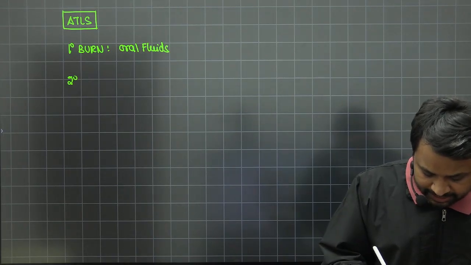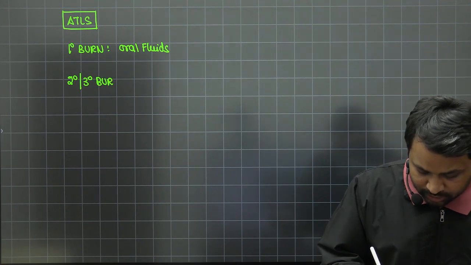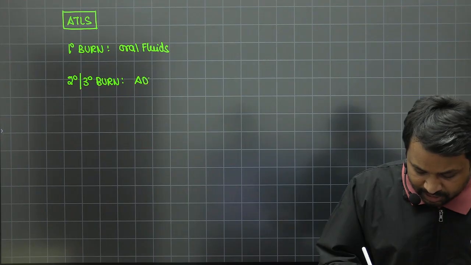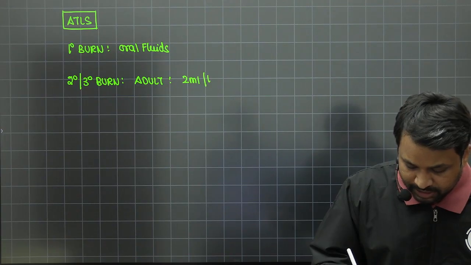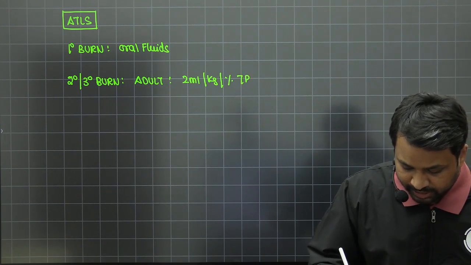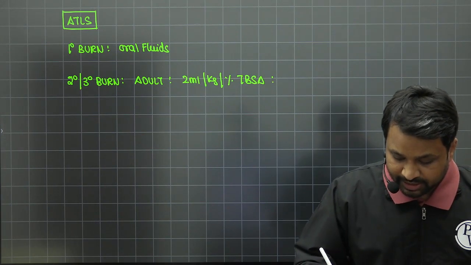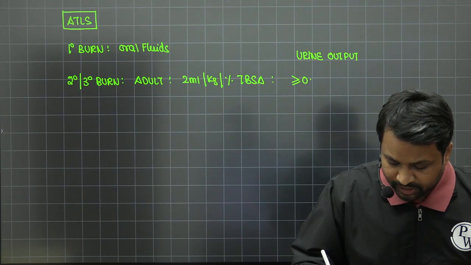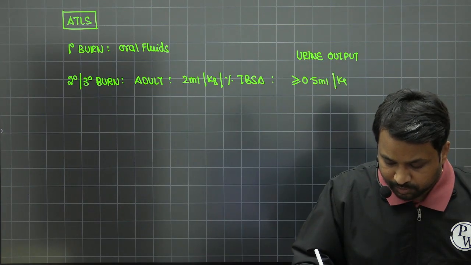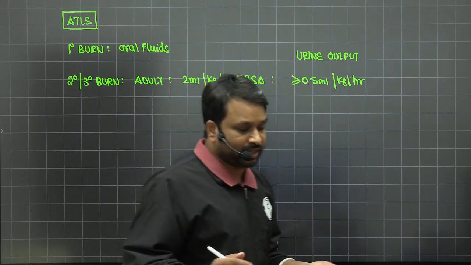Now, if it is a second degree or a third degree burn, and if it is an adult, then it is going to be 2 ml per kg per percentage of total body surface area burnt, and then there is the expected urine output. Let me look at the urine output that you're targeting here. The urine output in adults should be at least more than or equal to 0.5 ml per kg per hour. This is the targeted urine output. If the urine output is less than this, then you probably have to increase the resuscitation.